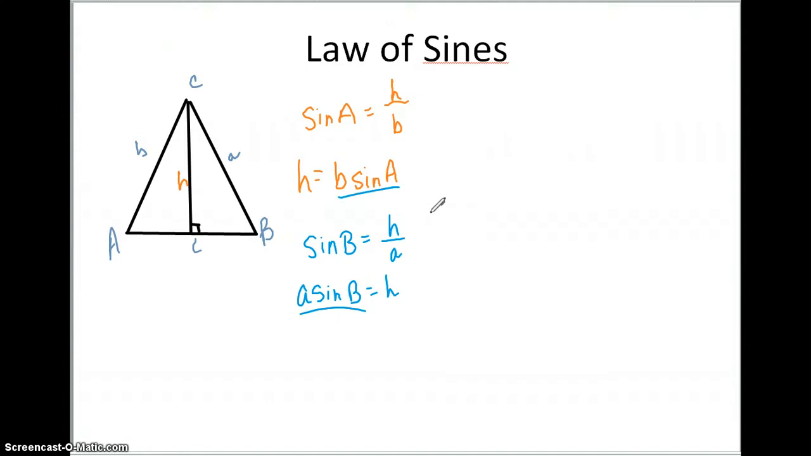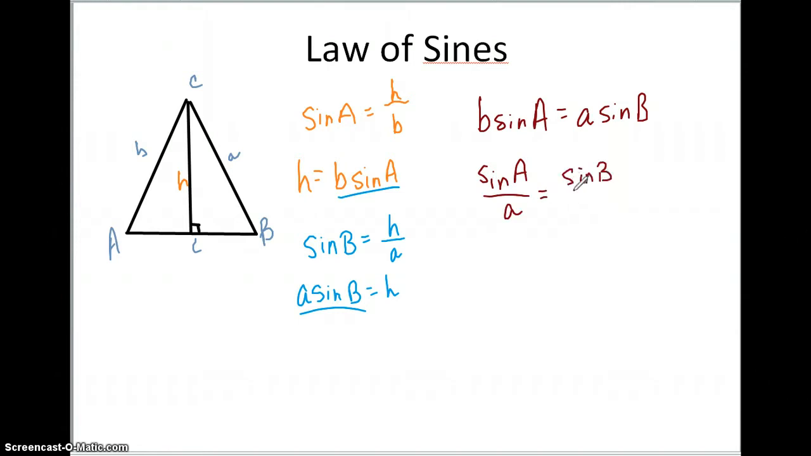So I'm going to have B sine of A equal to A sine of B. I'm going to divide by A and divide by B, and I get sine of A over A equals sine of angle B divided by side B. And this is the law of sines.